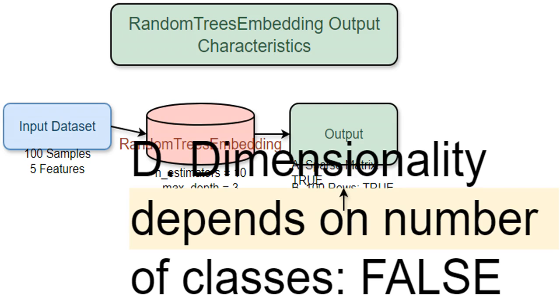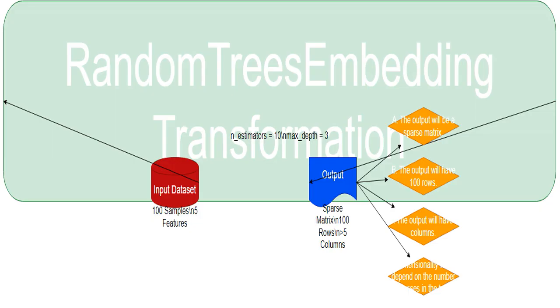The dimensionality of the output doesn't depend on how many classes I have in my target variable because RandomTreesEmbedding doesn't use the target variable information at all. It's an unsupervised transformation. I'm using Sklearn's RandomTreesEmbedding, a technique that transforms data using a collection of random decision trees. It's like creating many different views of the data, each highlighting different aspects.